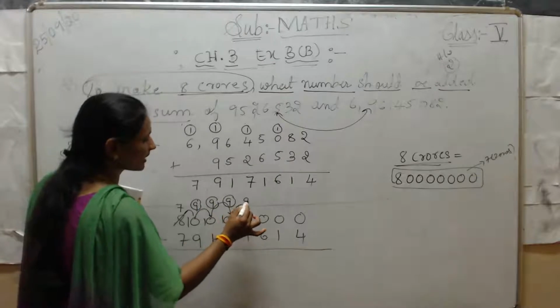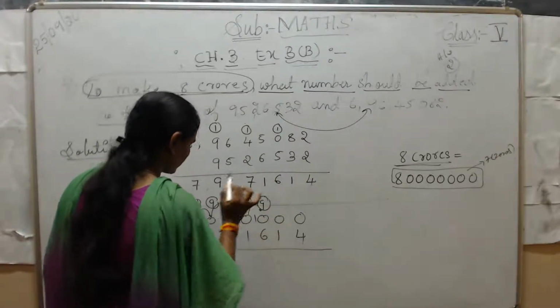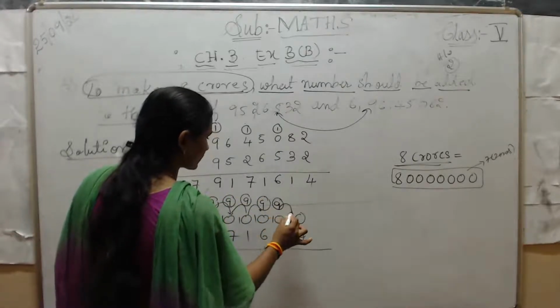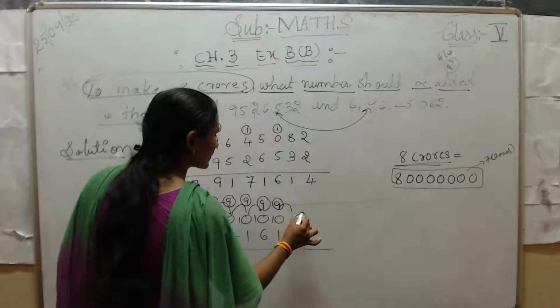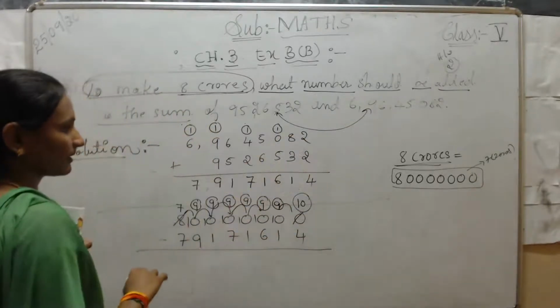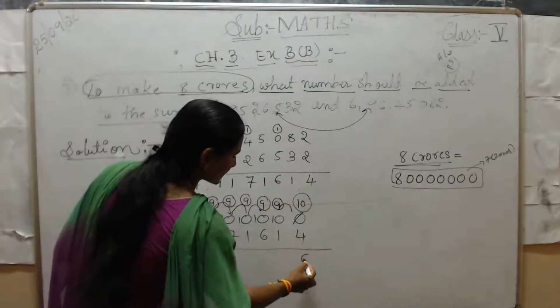Now next, here 9. Next you give the carry, here 9 is left. Students, next the same method. Next here 10, because you know the right side has no number given. So 10 minus 4 is 6.